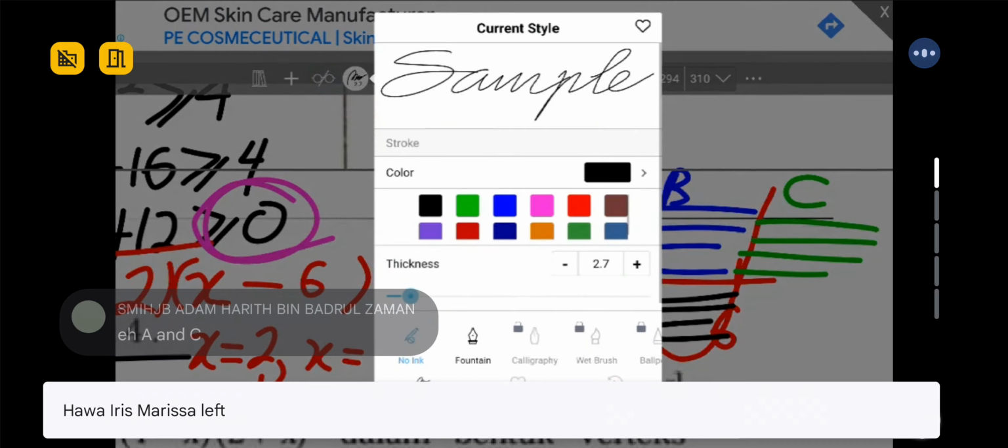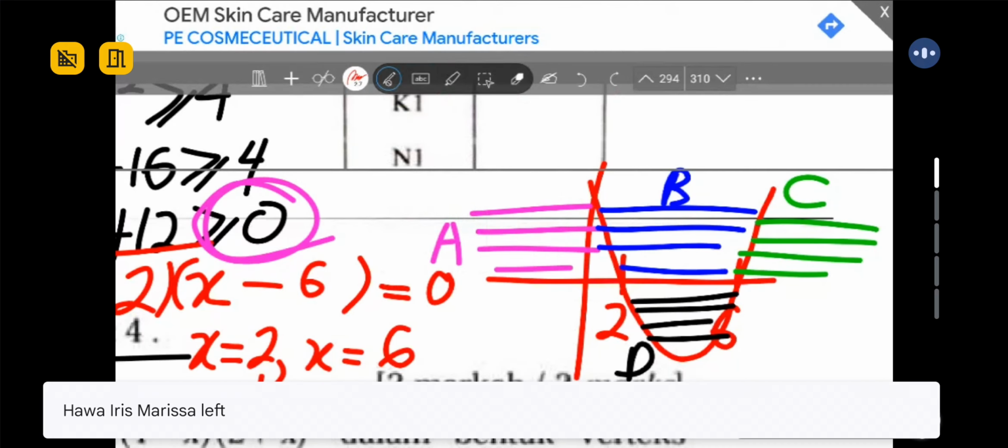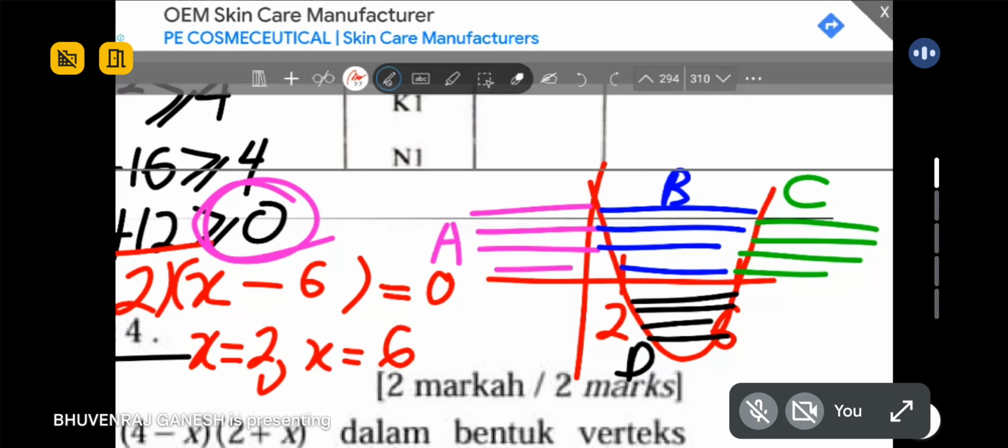Okay, yes. The answer is A and C, guys. Understand? The answer is A and C. Why? Because they say greater than or equal to 0, means that it must be above the x-axis. Ini paksi x kan? Kena di atas.